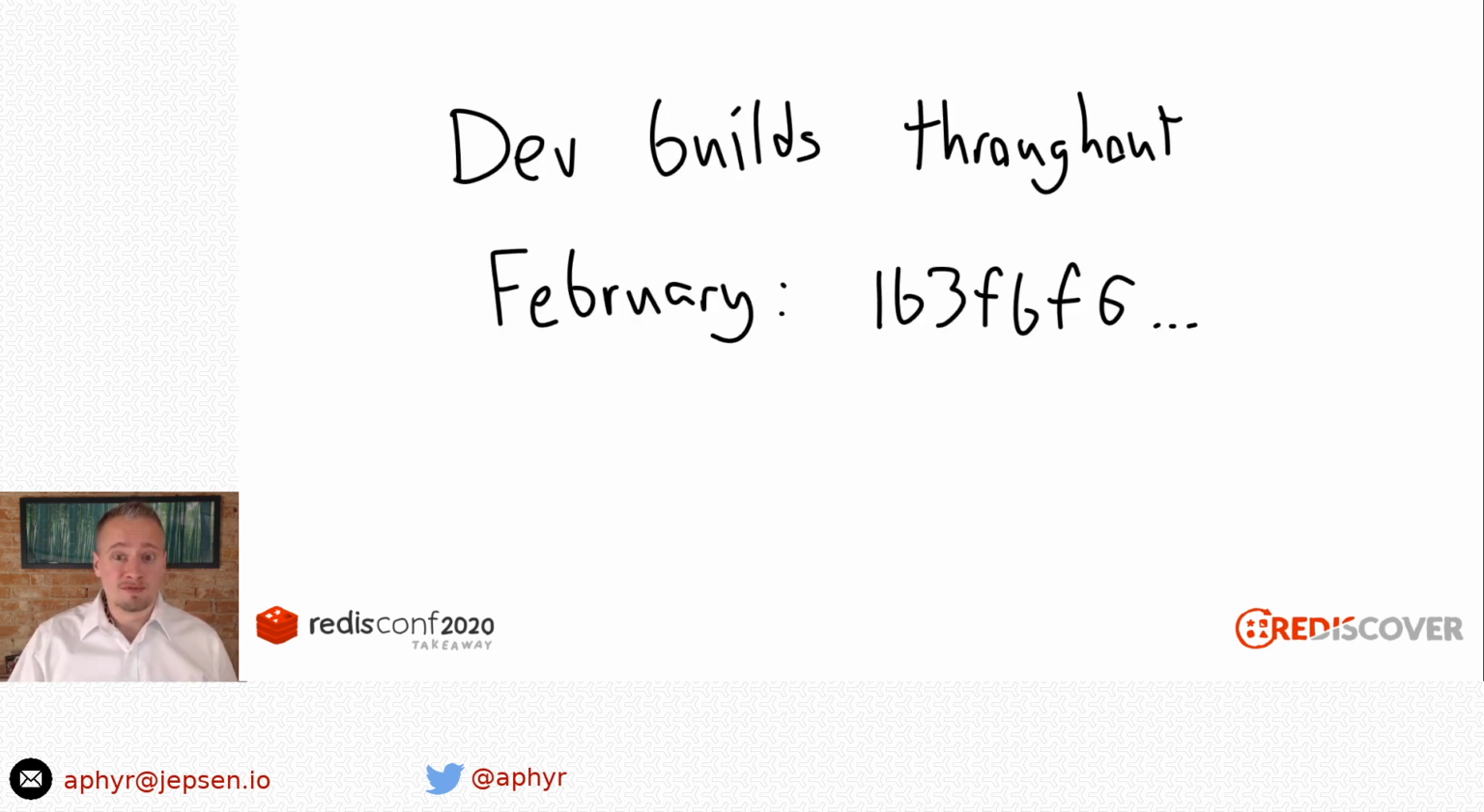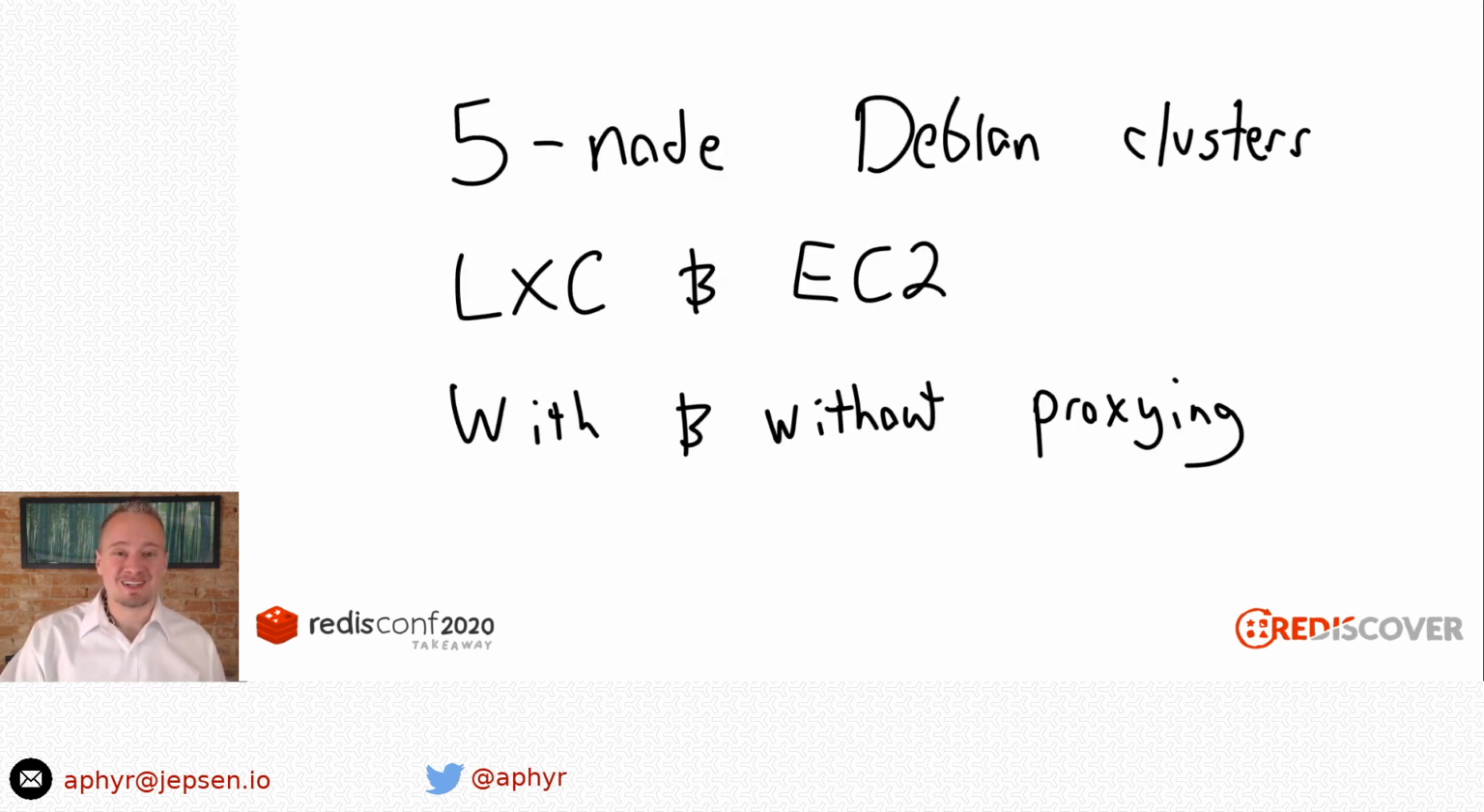We tested a number of development builds throughout February and came back to do additional tests in April and May. Starting off with 1B3FBF6, all the versions that are here are going to be git SHAs.